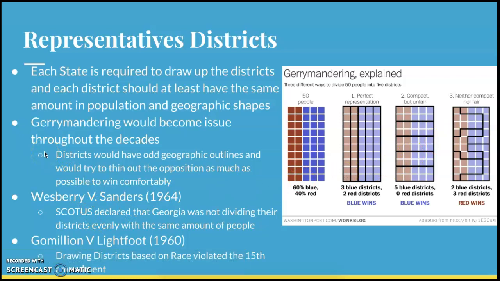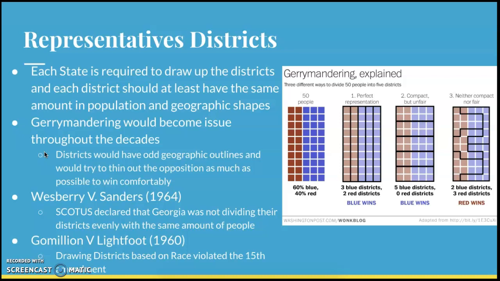But gerrymandering has had its issues and oppositions over the years. In Westbury versus Sanders, the SCOTUS, Supreme Court of the United States, declared that Georgia was not dividing their districts evenly with the same amount of people. They were just dividing up the regions in their own way. Some districts may have, let's say hypothetically, 1,000 people, and other districts may have 10,000 people. Westbury versus Sanders basically laid out the foundation that every single district should at least try to have the same amount of population in terms of numbers.